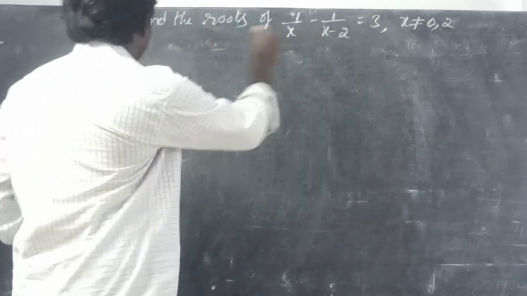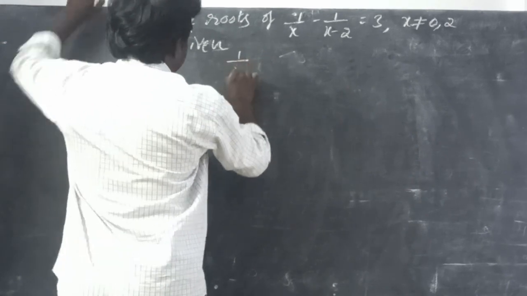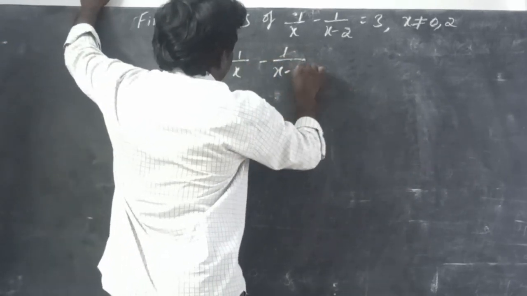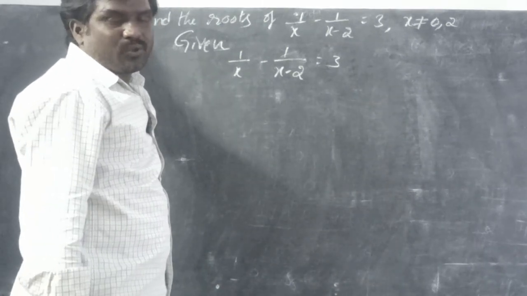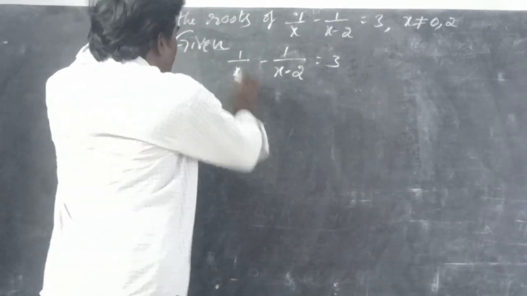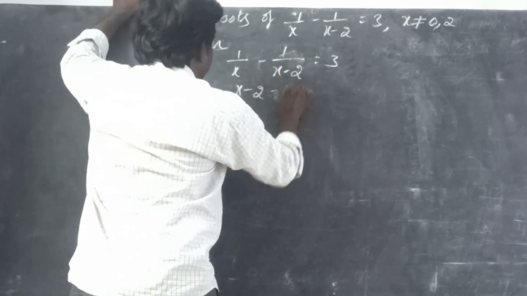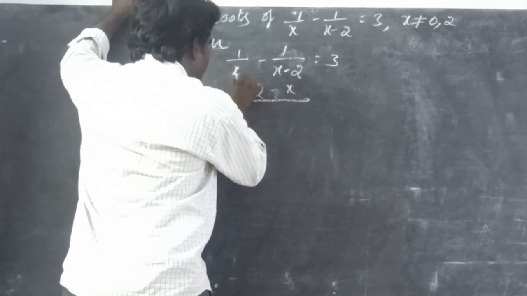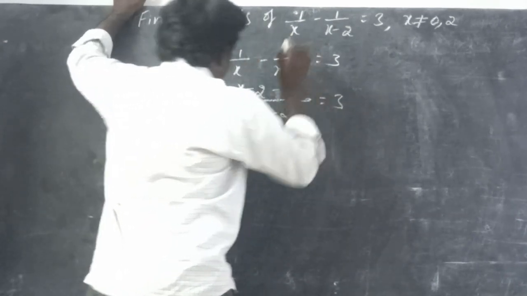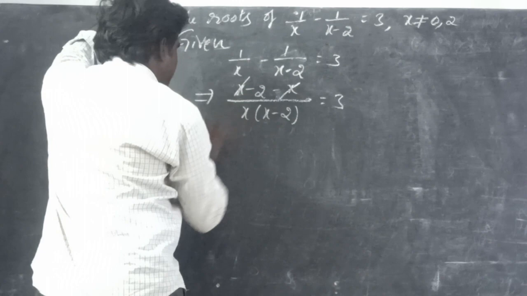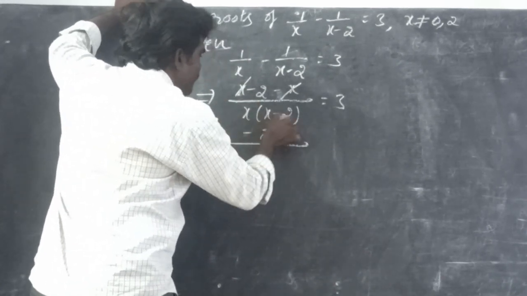So here, given 1 by x minus 1 by x minus 2 is equal to 3. Now these two are fractions. You can do cross multiplication. 1 into x minus 2, and 1 into x, by the denominator multiplication, x of x minus 2, is equal to 3. Plus x minus x cancel, that is minus 2 by x of x minus 2.